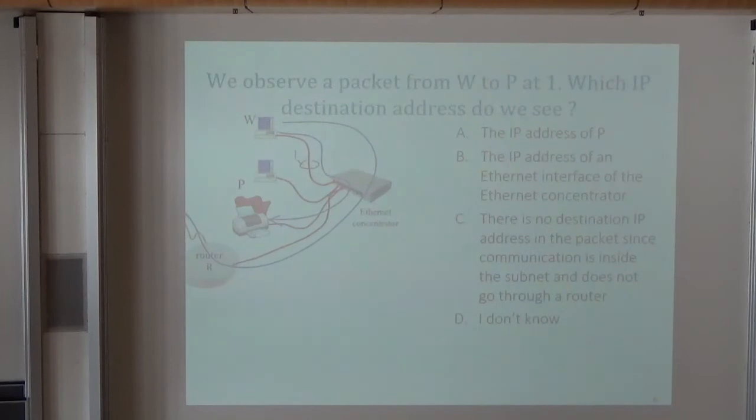So, equipped with that, here is one more quiz. We observe a packet from W to P, to the printer, at the observation 1. Which destination address do we see at the IP layer?